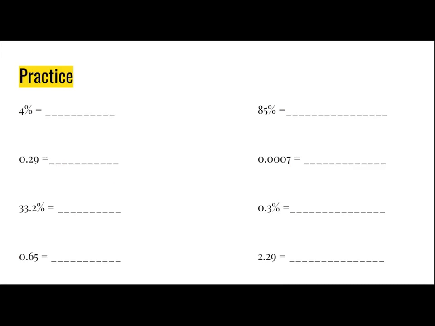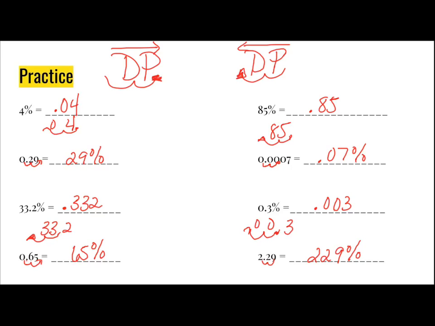Here's some practice problems. I want you to pause this video. Remember, you can use Dr. Pepper for going from decimal to percent 2 spaces to the right. If we're going from percent to decimal, 2 spaces to the left. Pause the video and then come back and check your answers. Check your work against mine. Make sure that you have your answers correct. And if you don't, come and see me so we can talk about why.